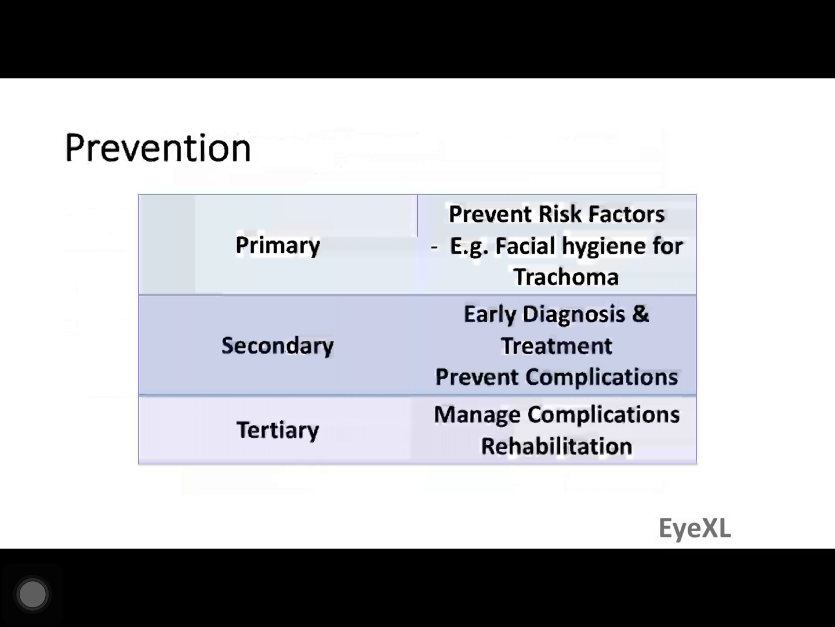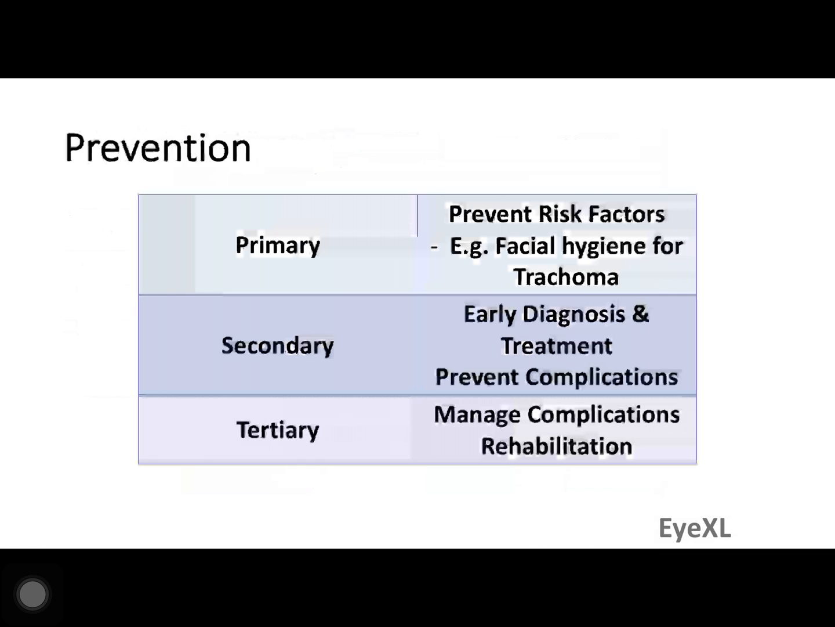There's a primary level prevention, secondary, and a tertiary level. Primary basically means you prevent the risk factors. For example, keep your face clean, you will not get trachoma. The risk factor for trachoma is bad facial hygiene. Take care of the facial hygiene part, and you will not get trachoma.